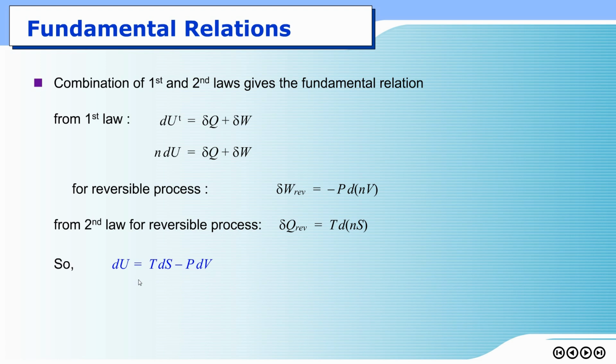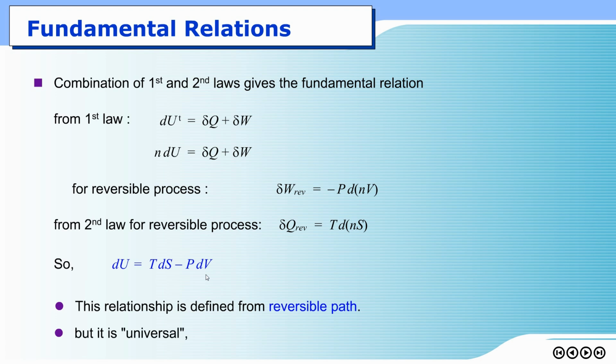even though it was derived based on a reversible path, at the end, all parameters within this equation are state properties. Therefore, the equation itself is considered a universal equation. It can be used for any kind of path, any kind of change, any kind of process, any kind of system, because they all are state properties. This is what we call the fundamental relation.